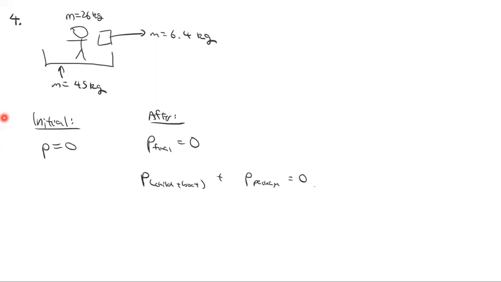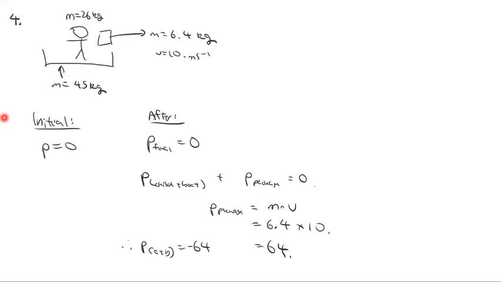Now the momentum of the package is equal to m times v, and we know both of those things. It's 6.4 times 10, where the v is 10. So we can work out the momentum is 64. I'll just leave off the units for now. If you're throwing it and giving it a momentum of 64 that way, and they need to add to 0, that means the momentum of the child plus boat is negative 64. And the mass of the child plus boat is 26 plus 45, which is 71.